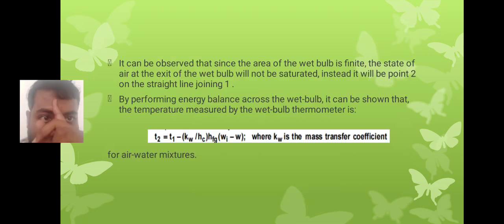It can be observed that since the area of the wet bulb is finite, the state of air at the exit of the wet bulb will not be saturated. Instead, it will lie on the straight line joining the inlet state. By performing an energy balance across the wet bulb, it can be shown that the temperature measured by the wet bulb thermometer is T2 = T1 − (Kw / hc hfg)(W − W), where Kw is the mass transfer coefficient for air mixtures.